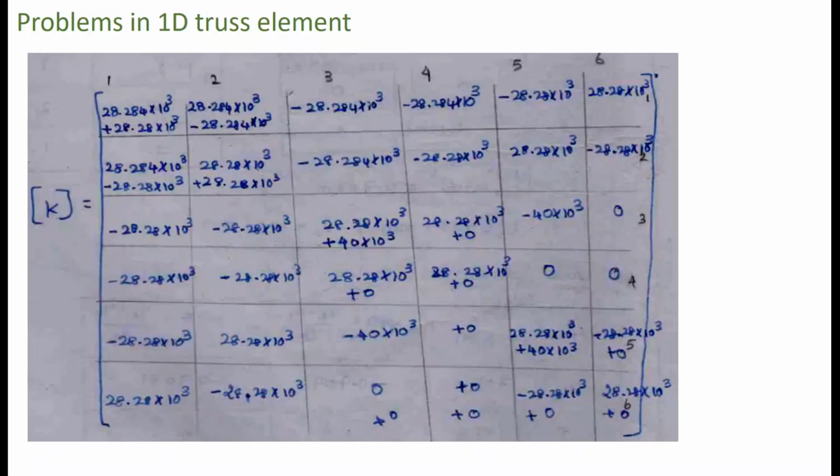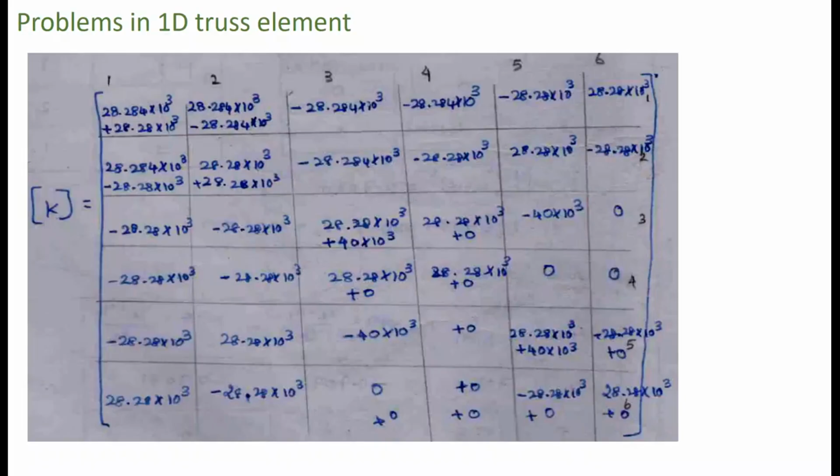So for 1,1 it is 28.284 × 10^3, and then 28.28 × 10^3. 1,2 is 28.28 × 10^3, 1,3 is minus 28.28 × 10^3. 1,4 is minus 28.28 × 10^3. 1,5 is minus 28.28 × 10^3. 1,6 is 28.28 × 10^3.